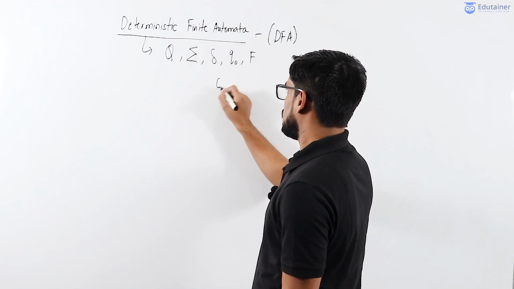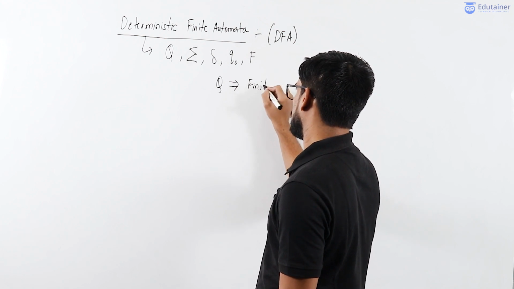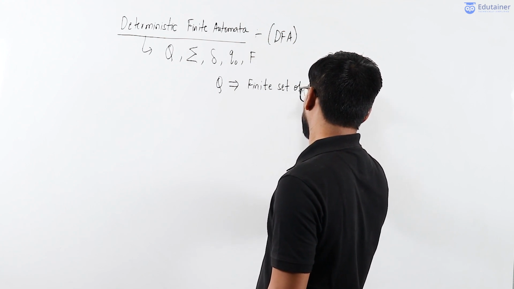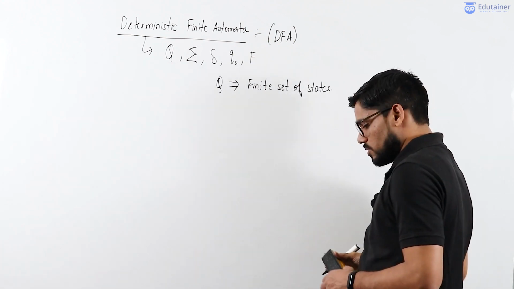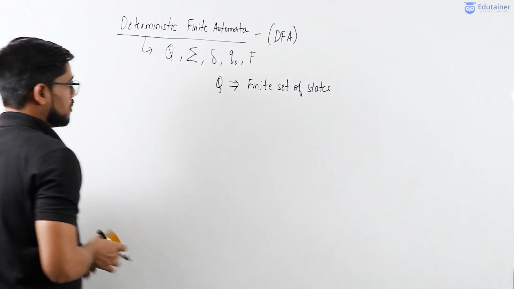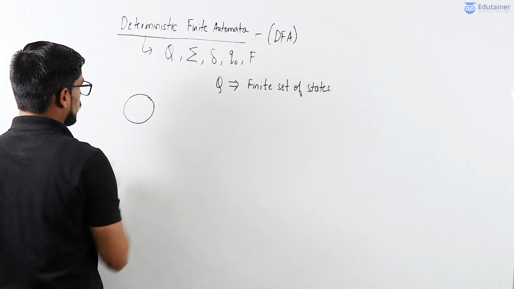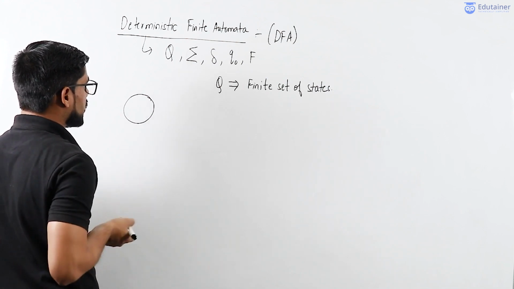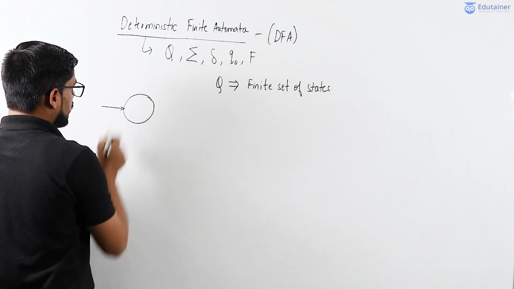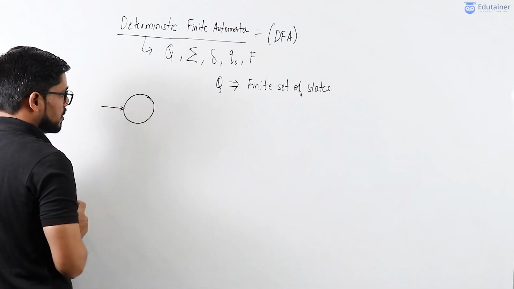What are these symbols? This capital Q represents the finite set of states. What is a state? In the theory of computation, you can represent any state with a circle. There are basically 3 types of state. The first one is the initial state. The initial state is identified with an arrow along with the circle.